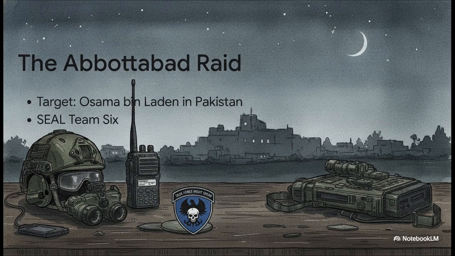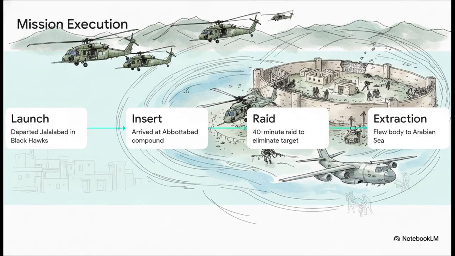This was a highly coordinated mission. It brought together top-tier military and intelligence units, including SEAL Team 6, the 16th Special Operations Aviation Regiment, and the CIA's Special Activities Division. It really shows you how the logistics of eliminating a target have evolved. The operation launched from Jalalabad, Afghanistan, about 120 miles away, using Black Hawk helicopters. The entire raid on the compound took just 40 minutes.